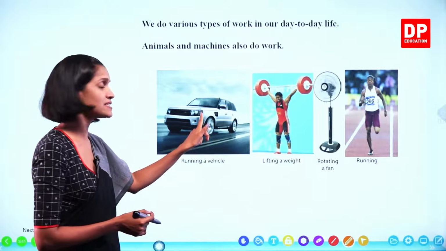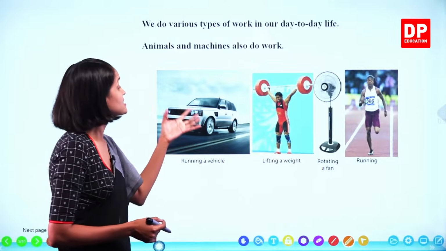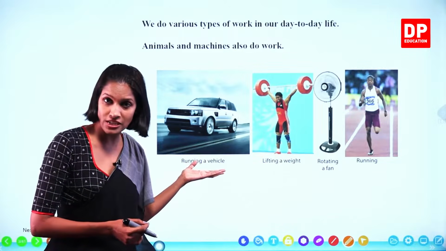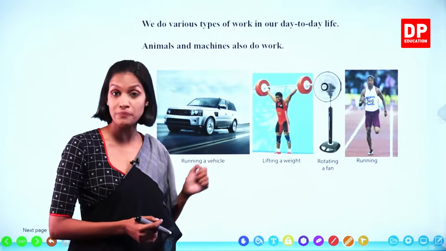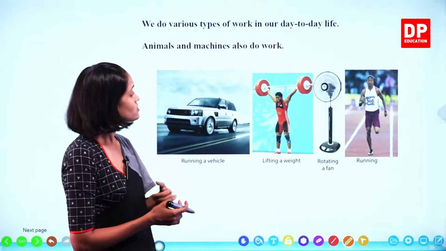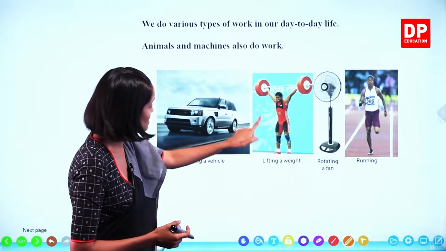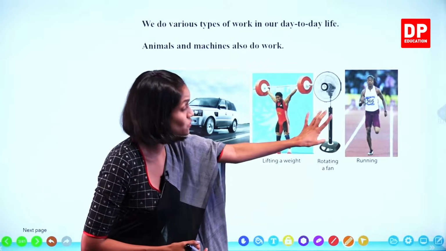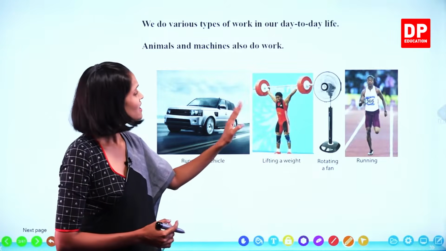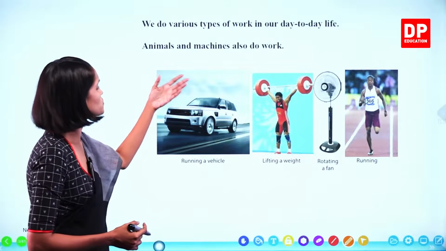Now here when you consider a vehicle, it has an engine. It's a type of a machine. Right? And when you consider the fan also, it's a type of a machine. Right? So now here, this human is lifting a weight. Okay? Now this person is running. Okay, children? And at the same time, animals also do work.